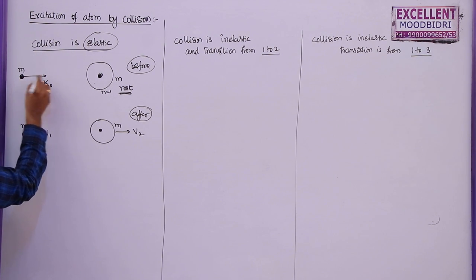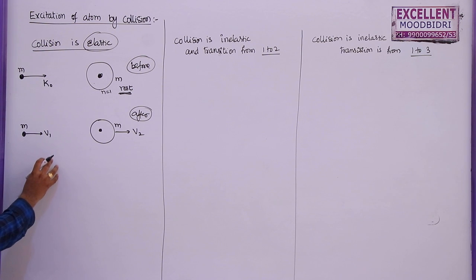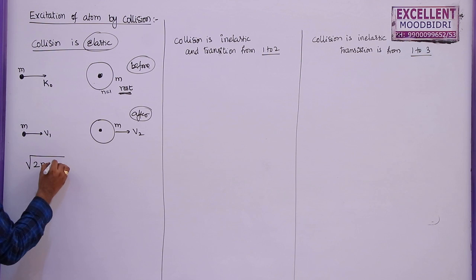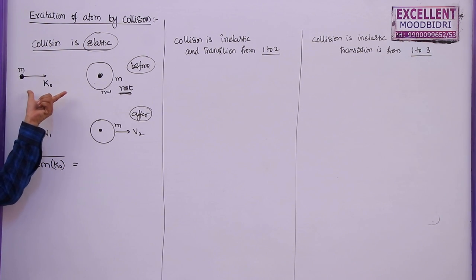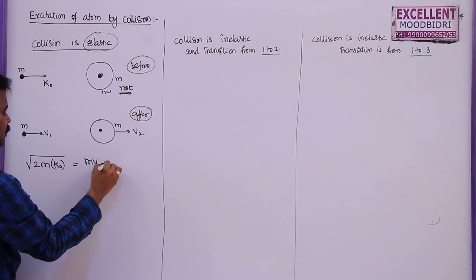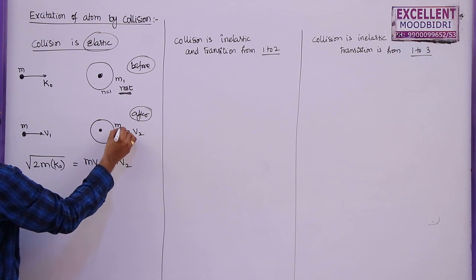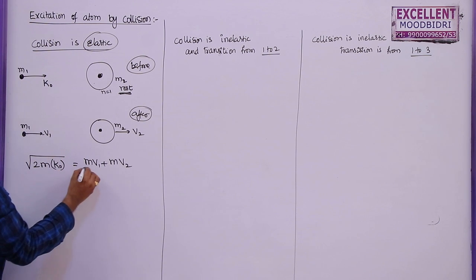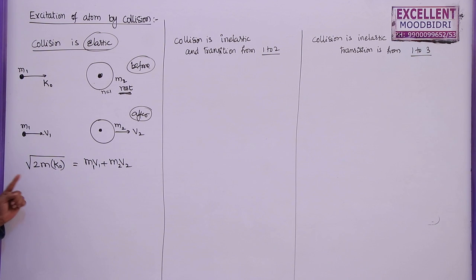Here it is moving, so the momentum is given by, we know kinetic energy KE is equal to P square by 2m, so P is equal to root over 2m K naught. This is the linear momentum of the system before collision. After collision, this will become m v1 plus m v2. Otherwise, you can write this mass as m1 and this one as m2, so m1 v1 is equal to m2 v2. This is the law of conservation of linear momentum.